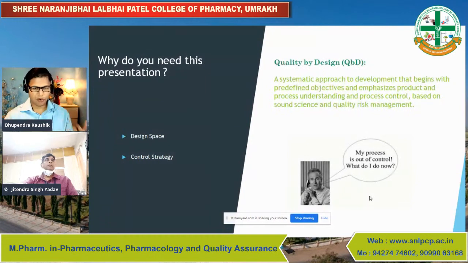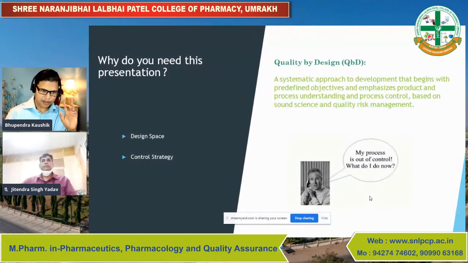By focusing on building the quality right during the development, through industrialization and commercialization, we make sure that every single batch we manufacture meets the desired specification. That is the ultimate objective of this quality by design principle, and how we achieve it is something we're going to discuss later in the presentation.